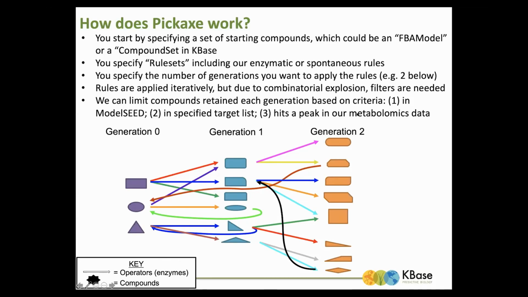You can say, I want to keep any compound that hits a peak in my metabolomics data. And then the filtering will randomly strip out things that don't meet these criteria until it gets down to your limit per generation.